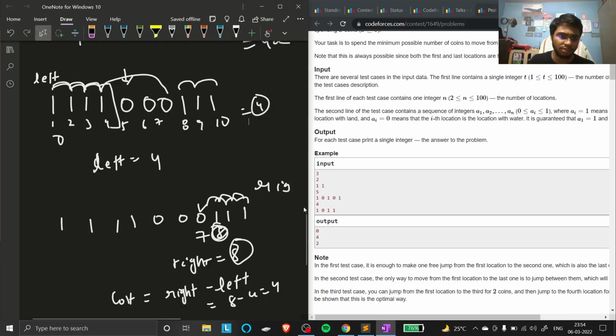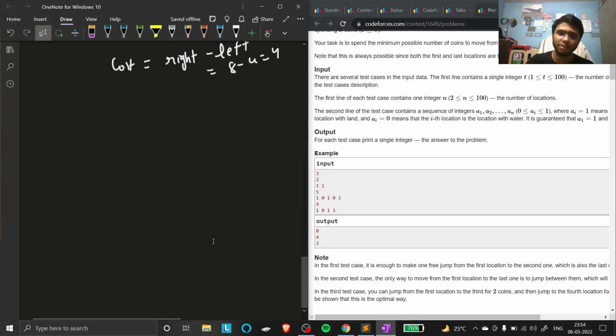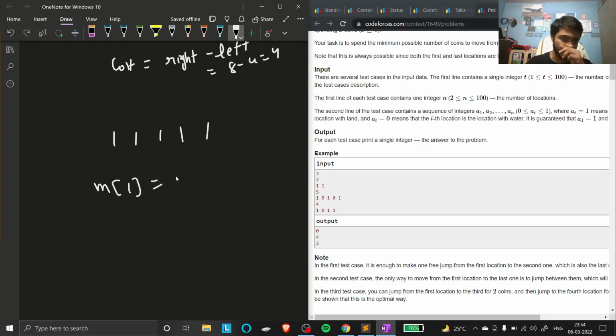And what another case could be? What would be the another case? The only another case is like when everything is 1. Fine. On that case, what we need to do? We will store this in a map, that occurrence of 1. And if this occurrence is equal to the number of array, so we will print directly 0. That's all. So if we see the code, fine.